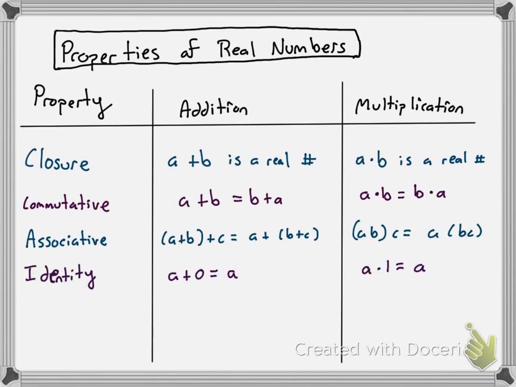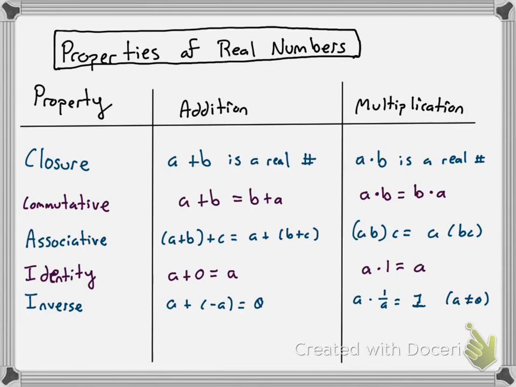The identity property states that for addition, if I take real number a plus 0, I will still get a. For multiplication, if I multiply a real number a times 1, I will still get a. Next, we have the inverse property. If I add a real number and its opposite together, I'll get 0. Similarly, if I multiply a real number by its reciprocal, I'll get 1.